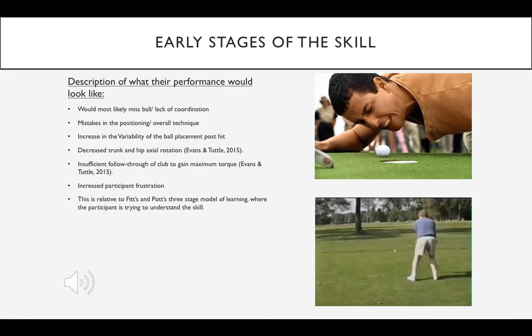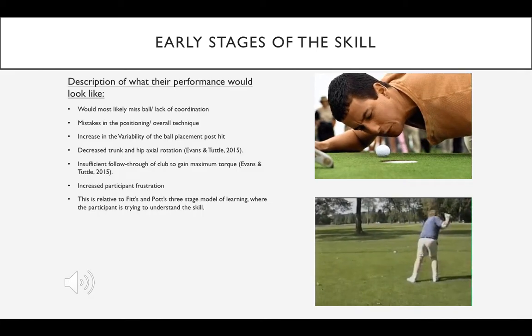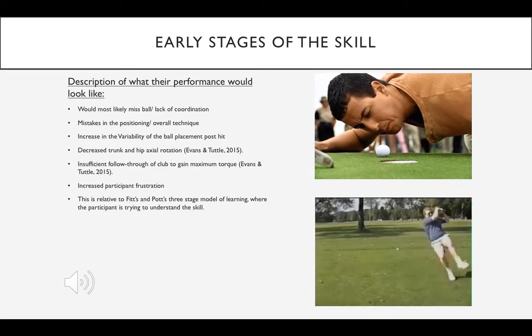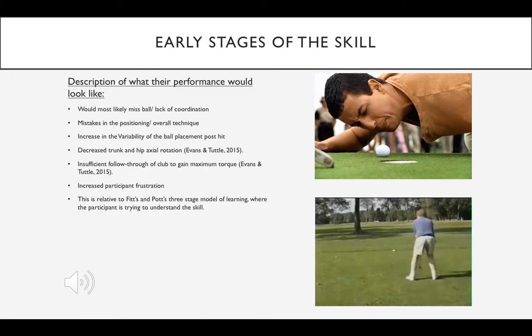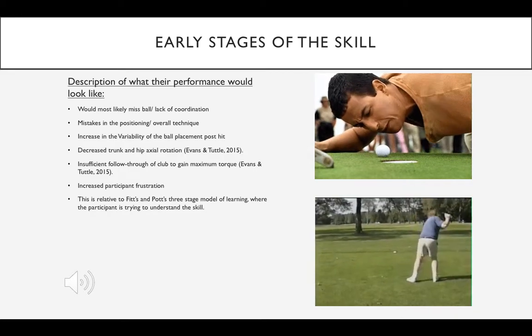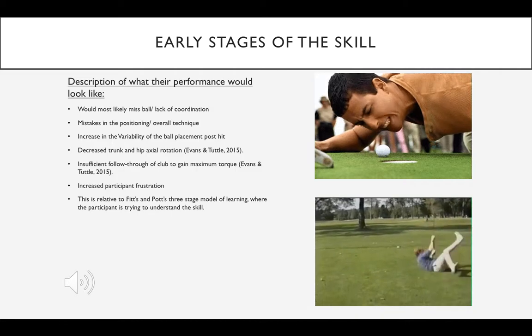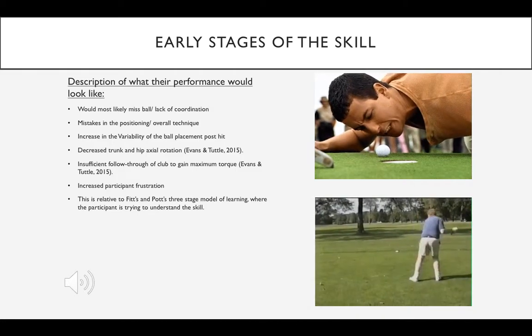At the early stages of learning the sport of golf, an individual should experience the following. The participant would most likely miss the ball several times due to a lack of quality coordination. There will mainly be mistakes in the positioning and overall technique of the participant. There will be an increase in the variability of ball placement post-hit. There will be a decreased trunk and hip axial rotation during the backswing phase. There will be an insufficient follow-through of the club, limiting the maximum torque. And lastly, we would witness increased participant frustration during the training sessions.